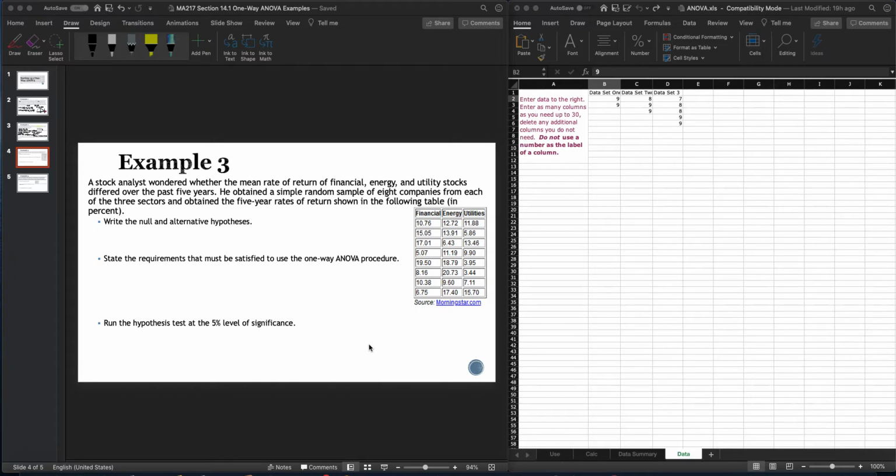A stock analyst wondered whether the mean rate of return of financial, energy, and utility stocks differed over the past 5 years. He obtained a simple random sample of 8 companies from each of the 3 sectors and obtained the 5-year rates of return shown in the following table in percentages. We first want the null and alternative hypotheses.